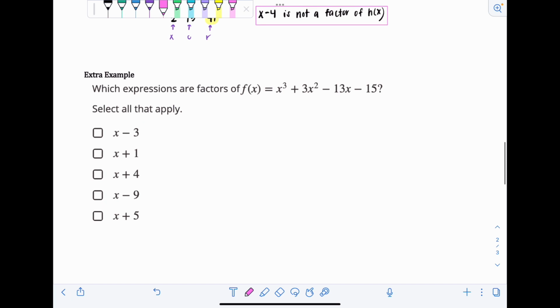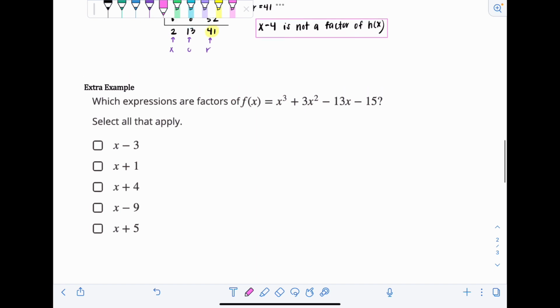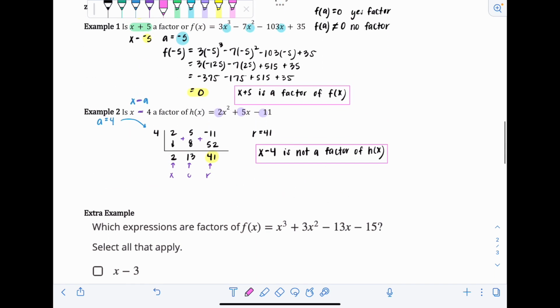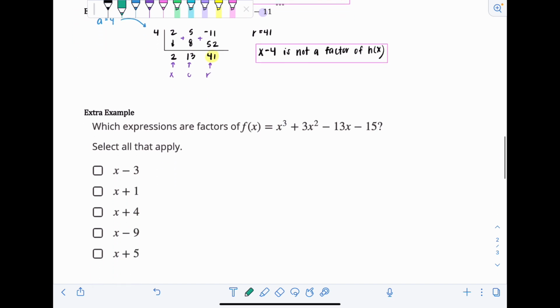So in a problem like this, which expressions are factors of f of x equals x cubed plus 3x squared minus 13x plus 15? Select all that apply. If we use the first method, where we evaluate the function for that a value, then we'd have to do each one of these individually and check every single one, all 5, and that would probably take a pretty long time.